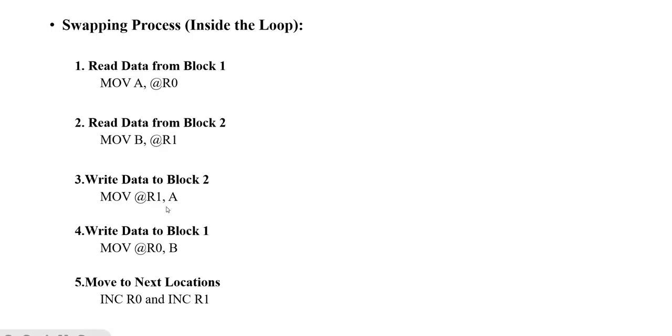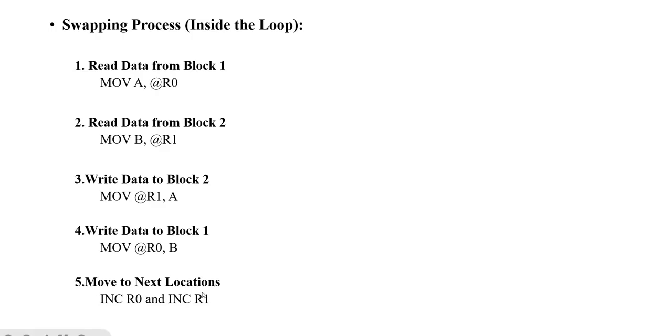Next instruction is MOV @R1, A, which will write the data to block 2. So here it will store the value from accumulator A into the memory location pointed to by R1. Here accumulator A is actually from block 1. Then next we will execute MOV @R0, B, which will write the data to block 1. That is, it will store the value from register B into the memory location pointed to by R0.